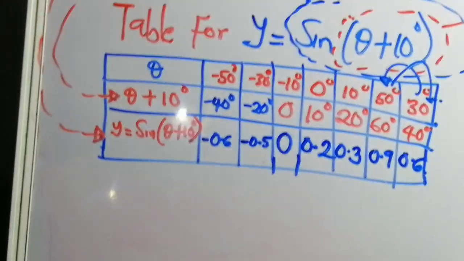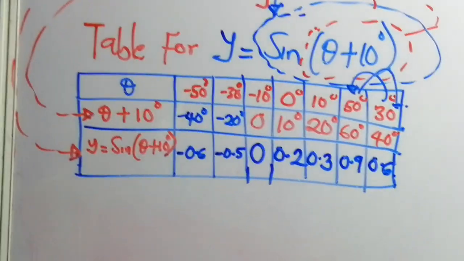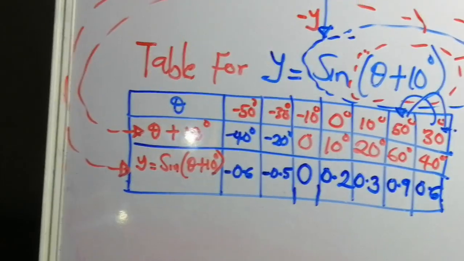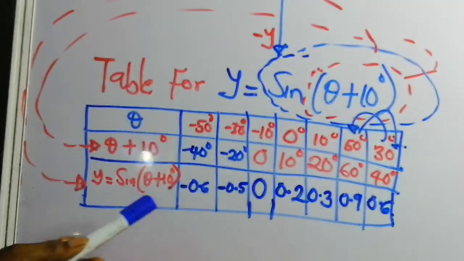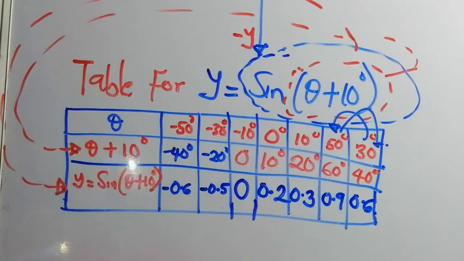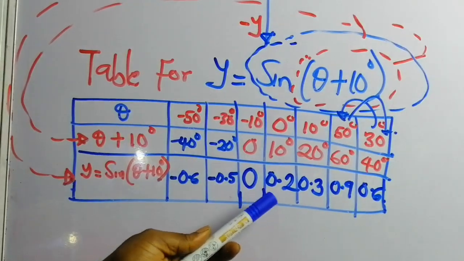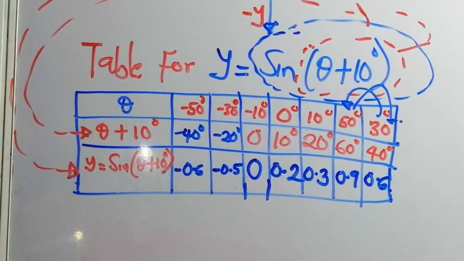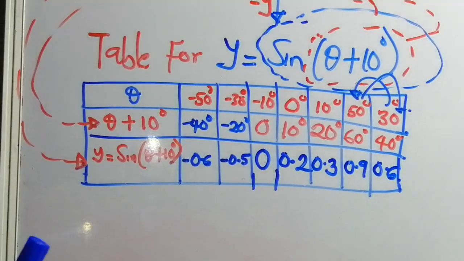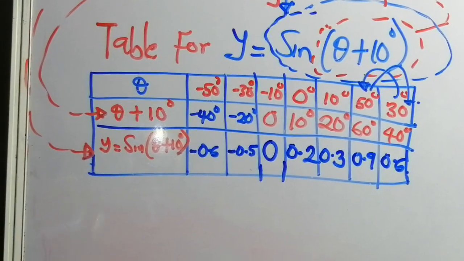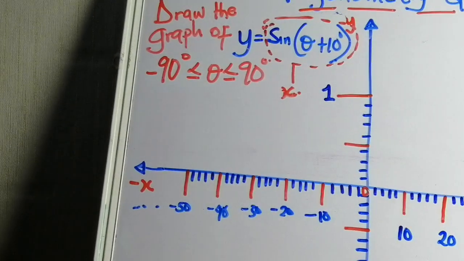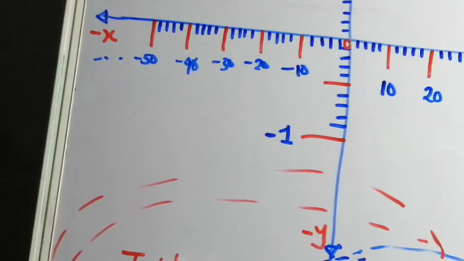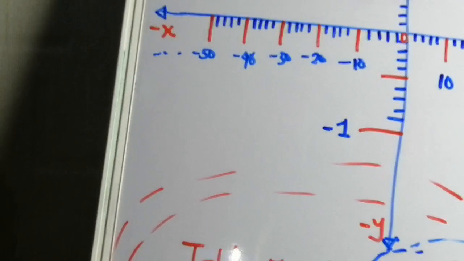So now, after we've done this table, we can go and plot our graph. If you look at these values on the y-axis, it's not up to 1. Everything here is not up to 1, both the negative and the positive. So what do I need to do? I have my 1 here, you have your 1, you have your minus 1. Everything you're plotting on the y-axis is not up to 1.